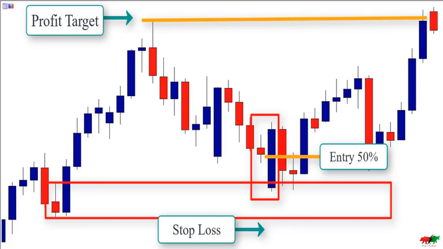So this is how we can use the engulfing bar candlestick pattern as a price action signal in combination with supply and demand zones. See you in the next lesson.